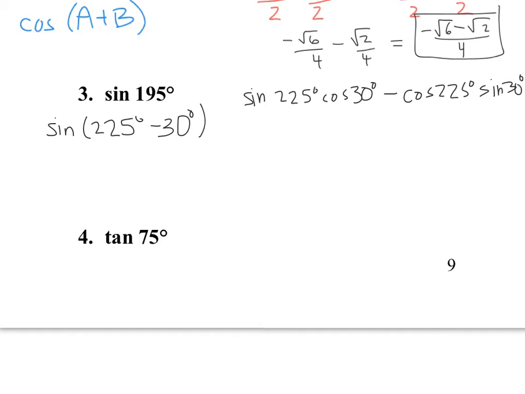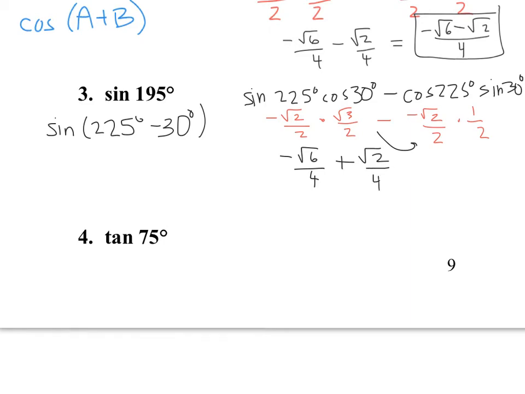So sine of 225 is negative root 2 over 2 times root 3 over 2, minus the cosine of 225, where x is negative, so it's negative root 2 over 2 times 1/2. So just to simplify this, I have negative root 6 over 4 plus, because this is minus a minus, root 2 over 4. So when I combine these, I get negative root 6 plus root 2 over 4.